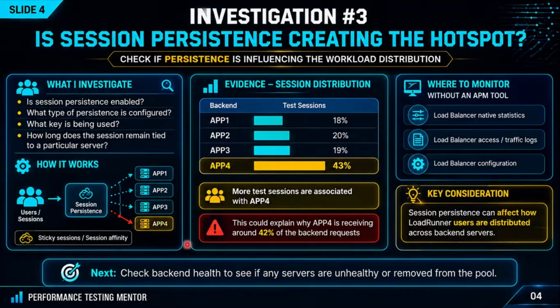In our case, the evidence shows that more test sessions are being associated with app 4. This could explain why app 4 is receiving around 42% of the backend requests. But I don't want to conclude it. I need to rule out the other possible reasons for the uneven distribution. So next I will check backend health.